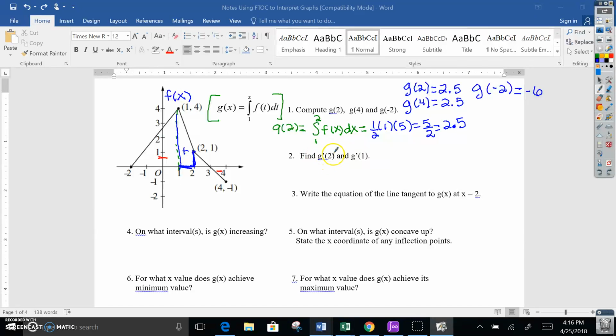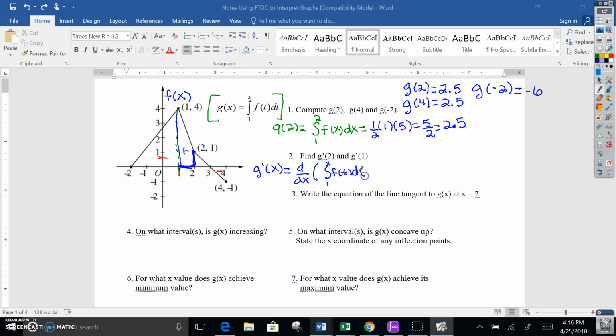In the next question, we are being asked to find the derivative of g at 2. The derivative of g at 2. Well, I know that g of x is an integral, so I basically have to take the derivative here of both sides. And so what that means is that g prime of x here is going to equal the derivative. I'm going to do this the long way first. So I'm going to take the derivative of the integral from 1 to x of f of t dt.